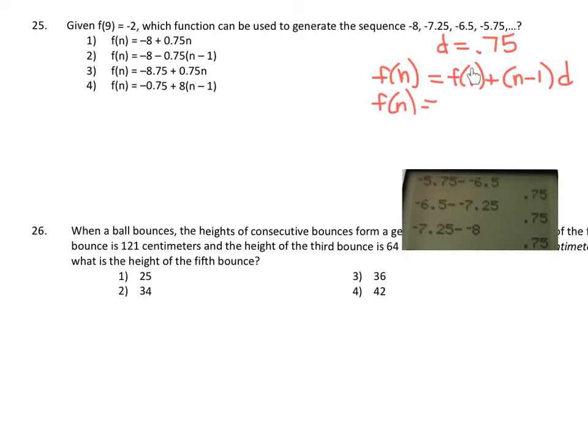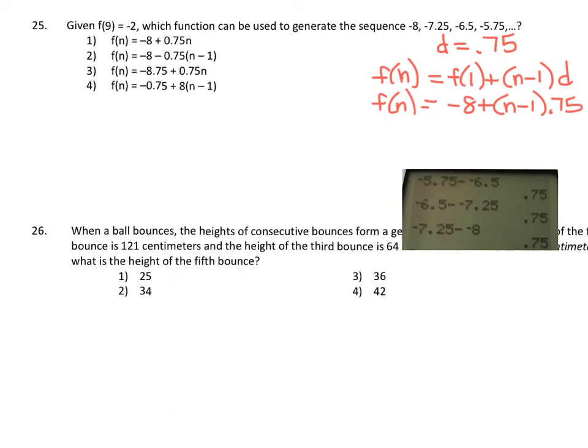And then I'm going to plug in my first term, which is -8. And then plus, I'm going to leave this in terms of n, so n minus 1 times d, where d, the common difference, is 0.75. Okay, now if I look at this, I don't see that over here. I see these both say n minus 1. This says -8 and then plus 0.75 times n minus 1. This one says -8 minus 0.75 times n minus 1. And this one has the numbers in the reverse order. So none of these are matching up.